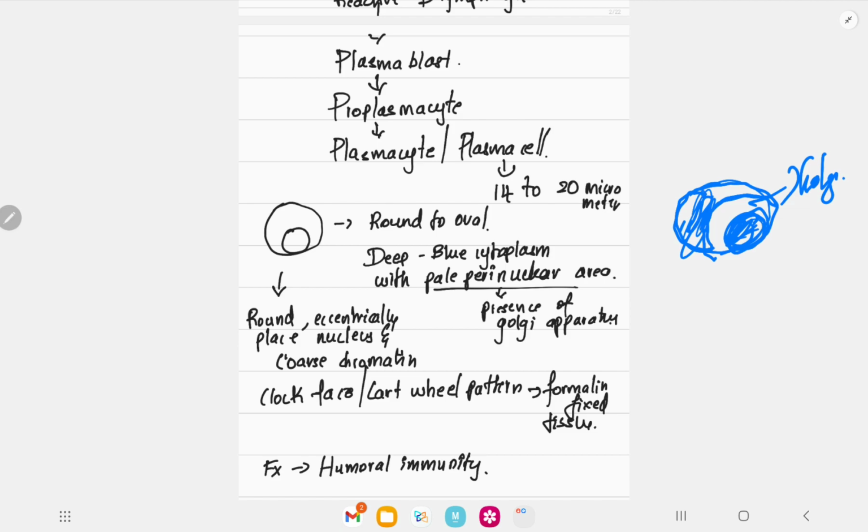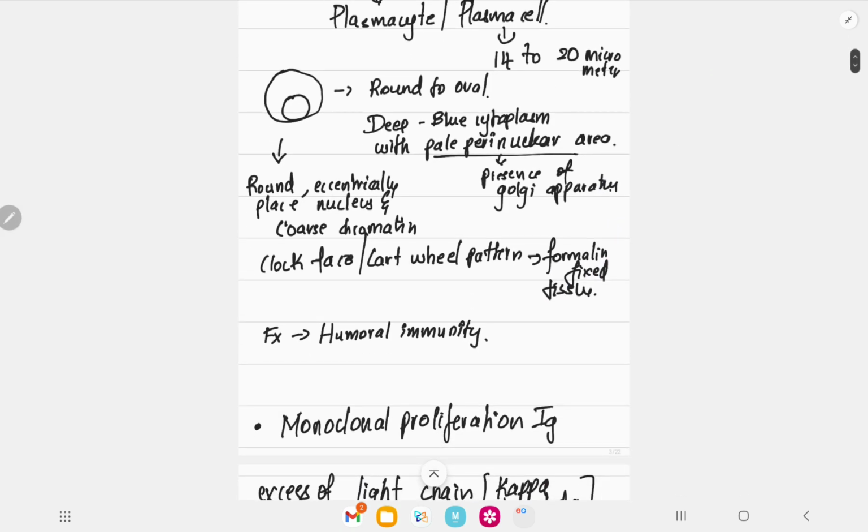So what is the major thing which you see in this abnormal plasma cell? Here you can see the cartwheel pattern. So what is that cartwheel pattern? It is like a clock face, a clock-like structure. You can most commonly appreciate it in formalin fixed tissue, but sometimes also in a normal peripheral smear, where it is more evident. So basically the thing is that the immunity is lost.